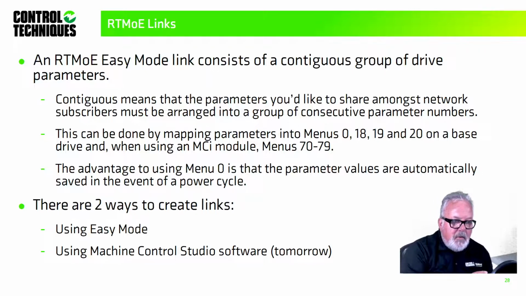The parameters that you want to use as part of one of these links have to be in a group of consecutive parameters. So you can do that by mapping parameters into menu 0, 18, 19, and 20 on a base drive. And when you're using an MCI module, you'll find that there are additional application menus 70 through 79. So let's have a look at that.